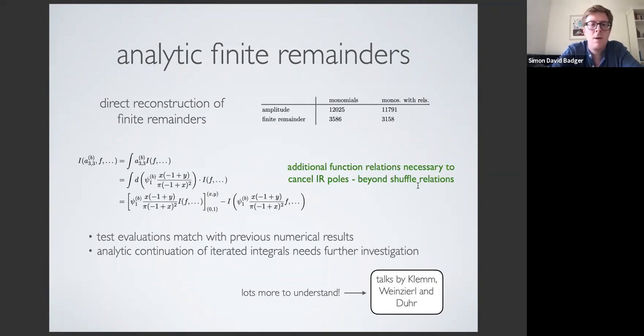So we found a few basically integration by parts identities that would remove that complexity in terms of the poles. But I think in terms of really understanding in general how to analytically write down the function spaces for the finite remainders, there was still a little bit of work to do. And I was kind of interested in the talk yesterday by Clem, and I'll have talks later from Weinzierl and Dora on this kind of subject. So I think there's lots to learn in the future.